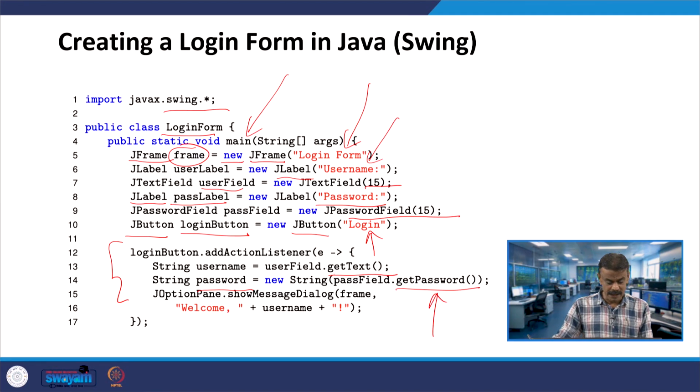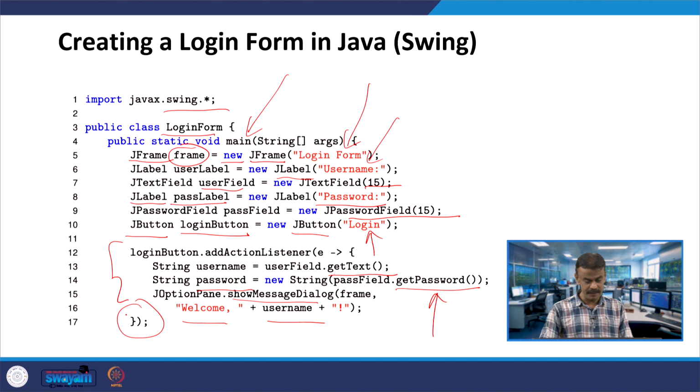And at line number 15, your JOptionPane is invoking showMessageDialog. So, once you log in, it will show welcome, whatever the username is. For example, Bala IITR, it will say welcome Bala IITR. And your lambda expression is over here, line number 17.